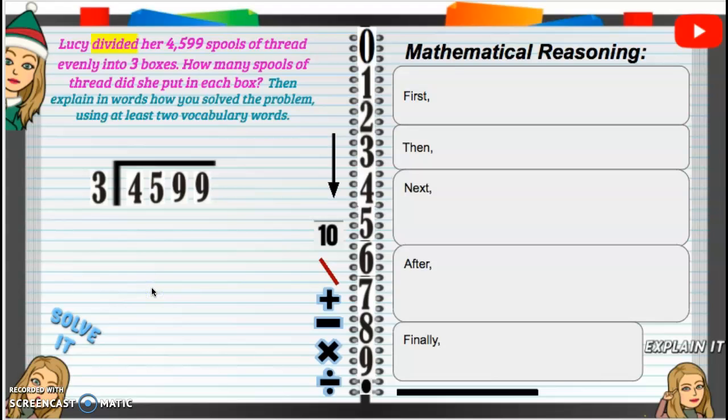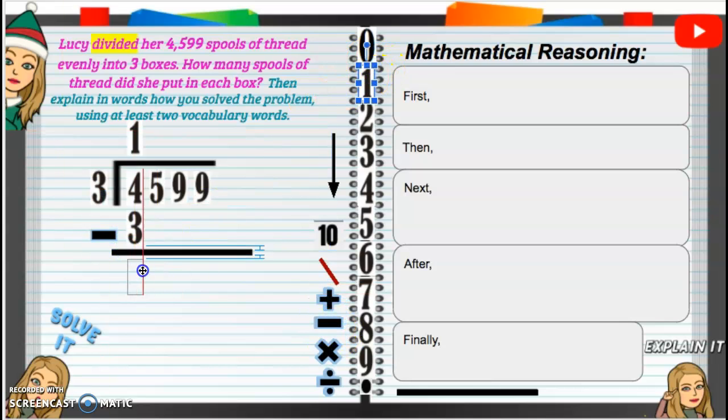Now, first, how many times can 3 go into 4? I know that 3 can go into 4 one time. 3 times 1 is 3. I'm going to put my 3 down here. Now we're going to subtract. 4 minus 3 is going to be 1.